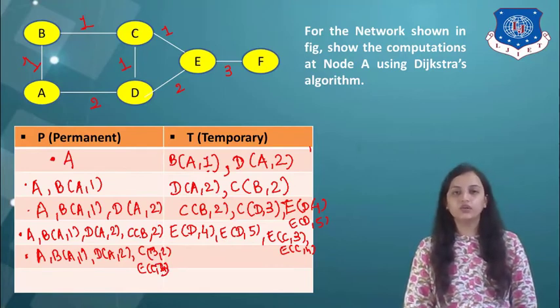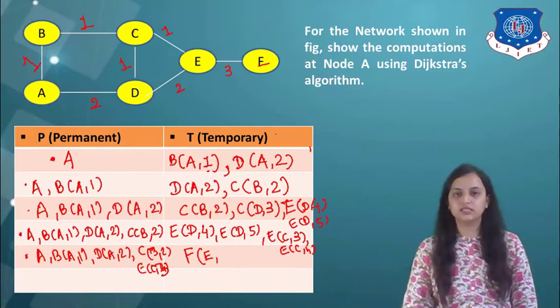Now as E is shifted on the permanent side, we don't need to write down the values for E on the temporary side. So now we are at the node E. We need to check the connections, which are F, C and D. As C and D are already on the permanent side, we need to consider F only. So to reach F via E, if I consider this path, then the values will be 1 plus 1, 2, 2 plus 1, 3, 3 plus 3, 6. That will be F is 6.